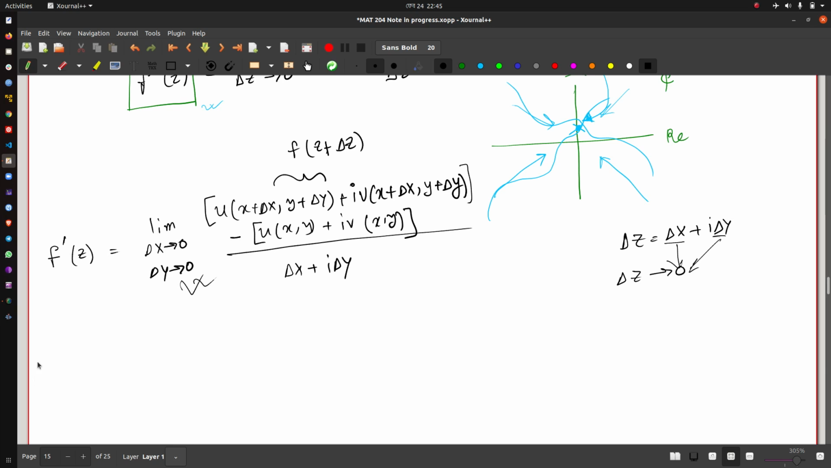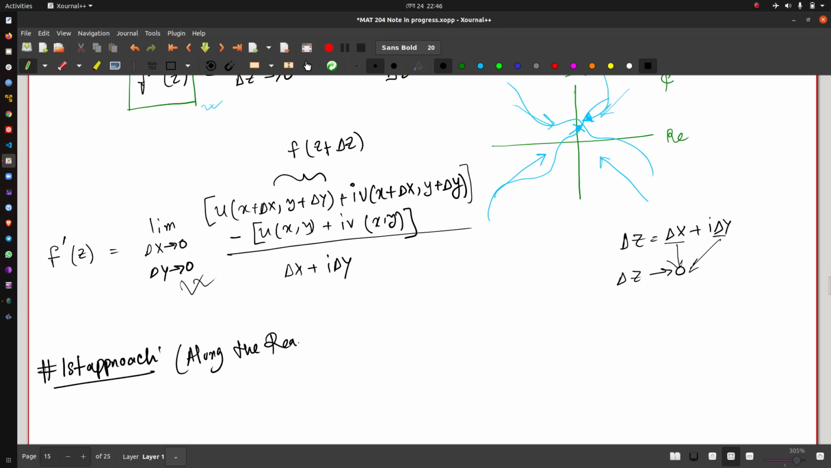So let's say our first approach will be along the real axis. That means along the real axis, del y is equal to 0 always, because you are changing things, moving on the real axis itself.